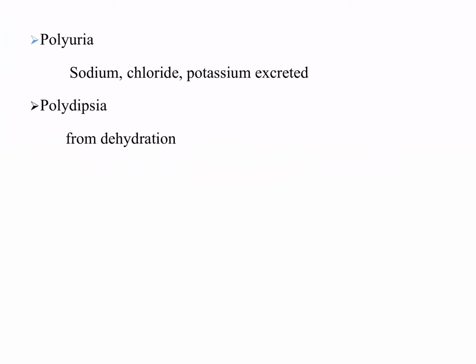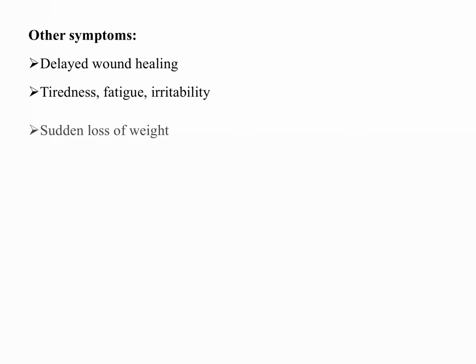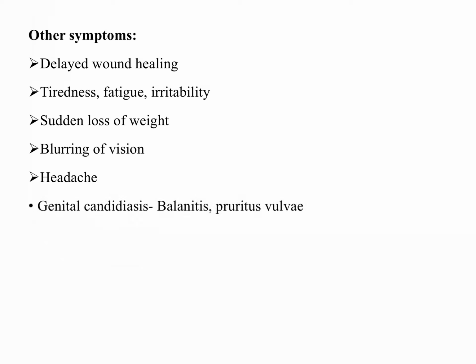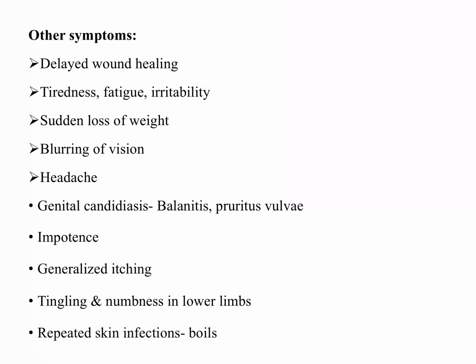What are the clinical manifestations or the clinical signs and symptoms of diabetes mellitus? There could be polyuria, increased urination, polydipsia, polyphagia, and dry mouth. What are the other symptoms which could be associated in diabetes mellitus? They could have delayed wound healing, tiredness, fatigue, irritability, sudden loss of weight, blurring of vision, headache, genital candidiasis, impotence, generalized itching, tingling and numbness in the lower limbs that symbolizes neuropathy, repeated skin infections.